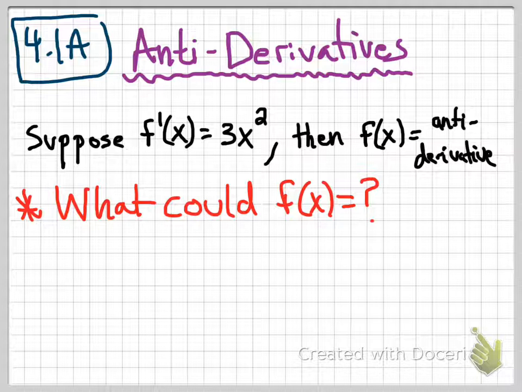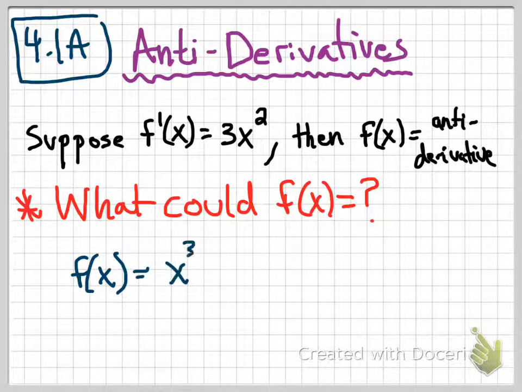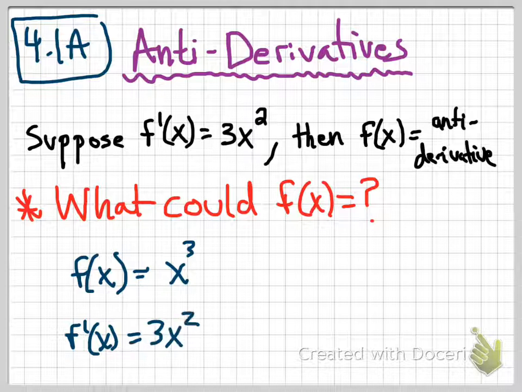So if you've sat and thought for a little bit here, you might have figured this out, or I hope you have. It's reverse power rule. F of x would probably be x cubed. Because if you power rule x cubed and you get the derivative, f prime of x would be 3x squared. Alright, so if you figured that out, nice job.